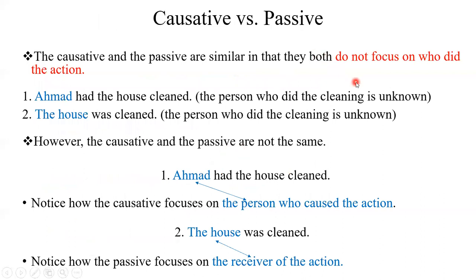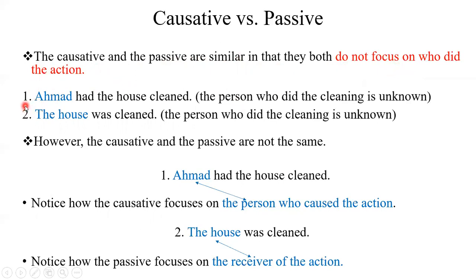Usually I have a problem with my students. At a certain point, they start mixing up causative and passive. So I'm taking this time to explain the similarities and the differences between the causative and the passive. The causative and the passive are similar. How are they similar? They are similar in that they both do not focus on who did the action.